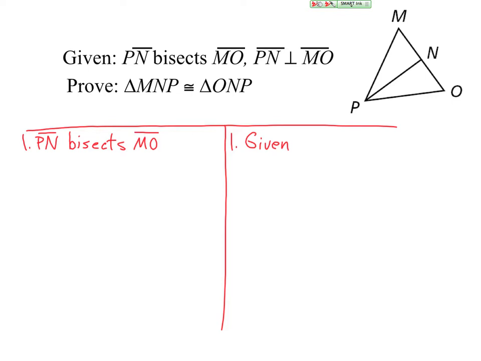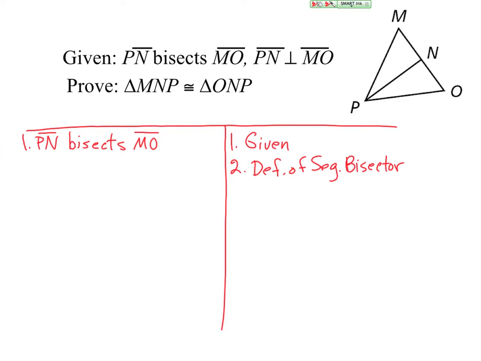What's it mean to bisect a segment? What's that mean, Taylor? Cut the segment in half. Okay, so we're cutting segment MO in half. What's that gonna make? Two congruent segments, because we know what a segment bisector is. We're using the definition of segment bisector.